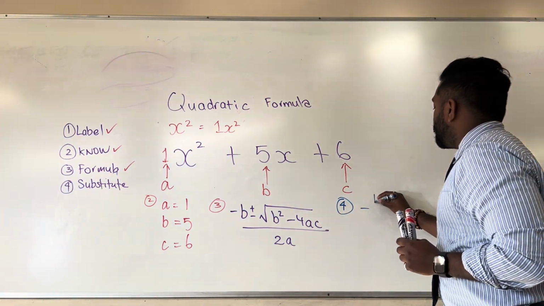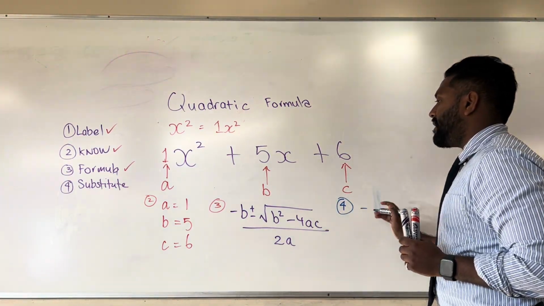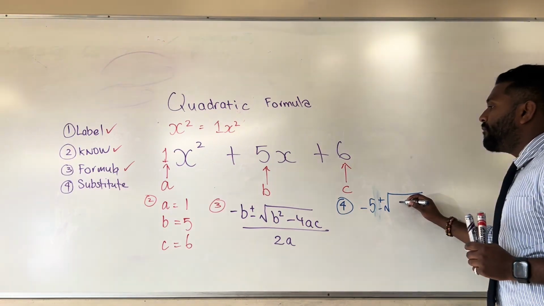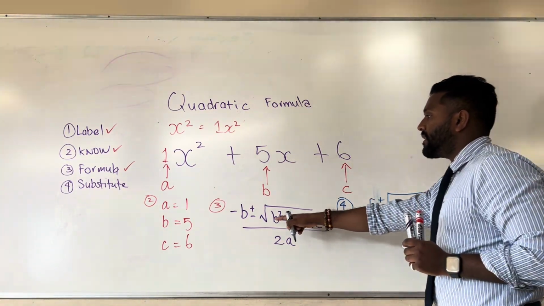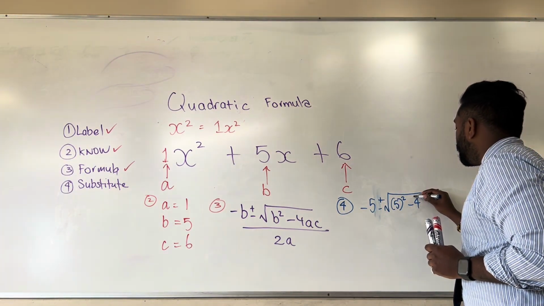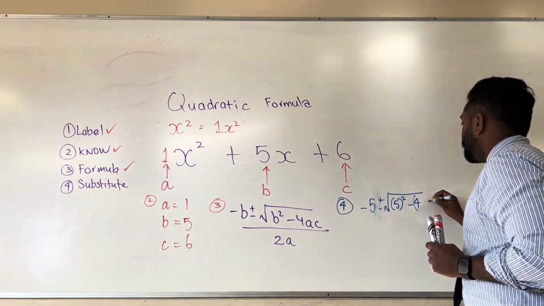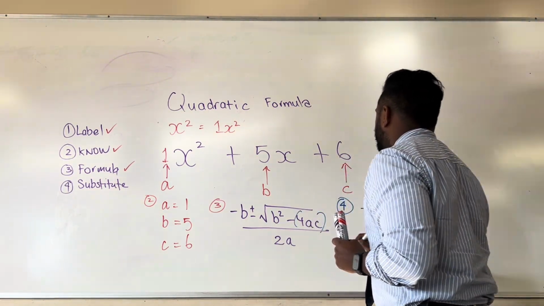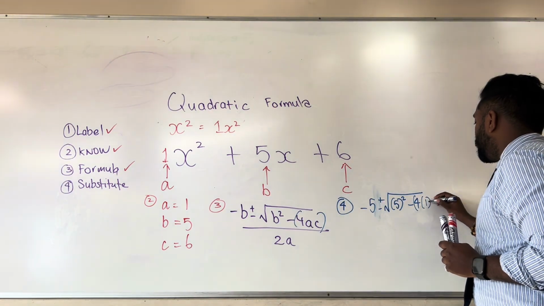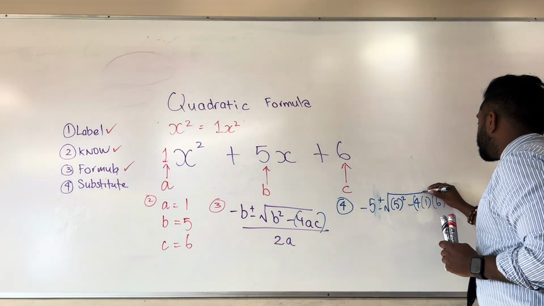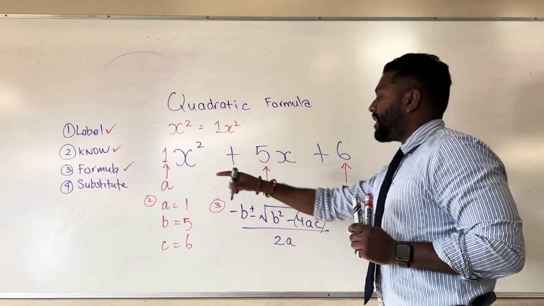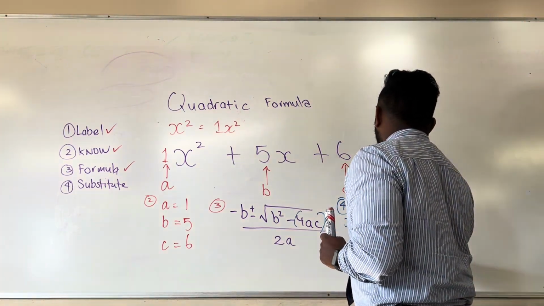So let's substitute. Negative b, so what's our b? It's 5. So negative 5 plus or minus the square root, and then b squared. What's our b? It's 5. So 5 squared minus 4, and I usually put that in brackets, then 4ac. The 4 is going to multiply with a, which is 1, and then c, which is 6, over 2a. What's our a? It's 1, because it says that in our know information. And that's equal to x.